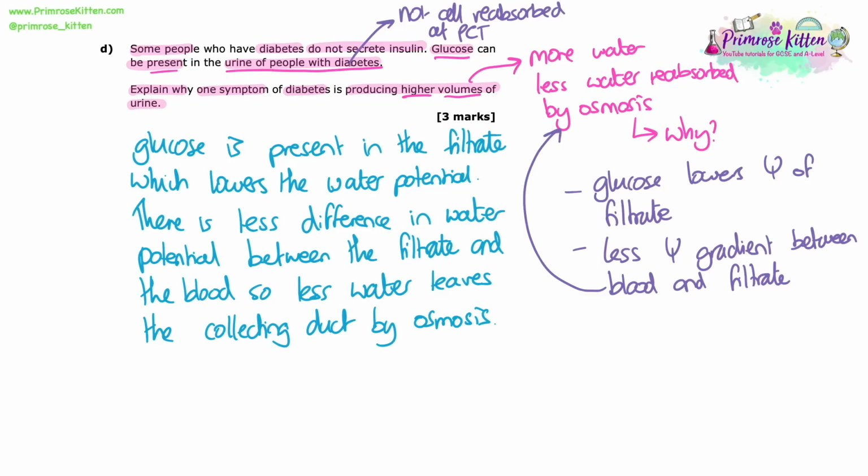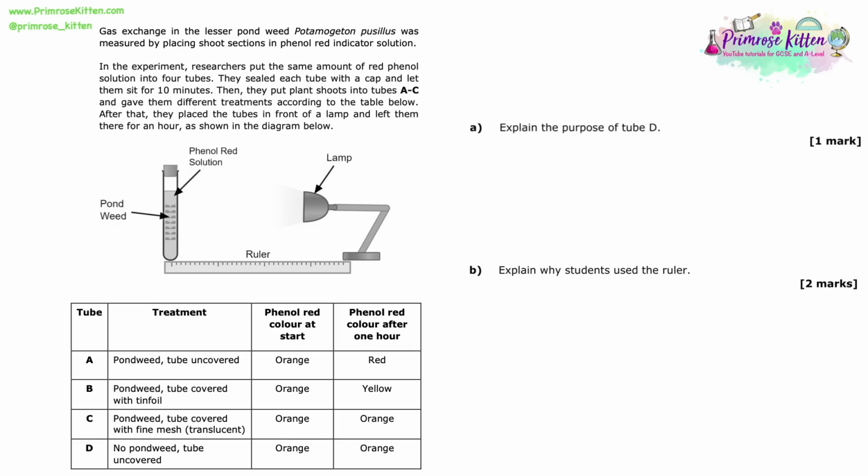Gas exchange in the lesser pondweed, Elodea, was measured by placing shoot sections in phenol red indicator solution. In the experiment, researchers put the same amount of phenol red solution into 4 tubes. They sealed each tube with a cap and let them sit for 10 minutes. Then they put plant shoots into tubes A to C and gave them different treatments according to the table below. After that, they placed the tubes in front of a lamp and left them there for an hour, as shown in the diagram.